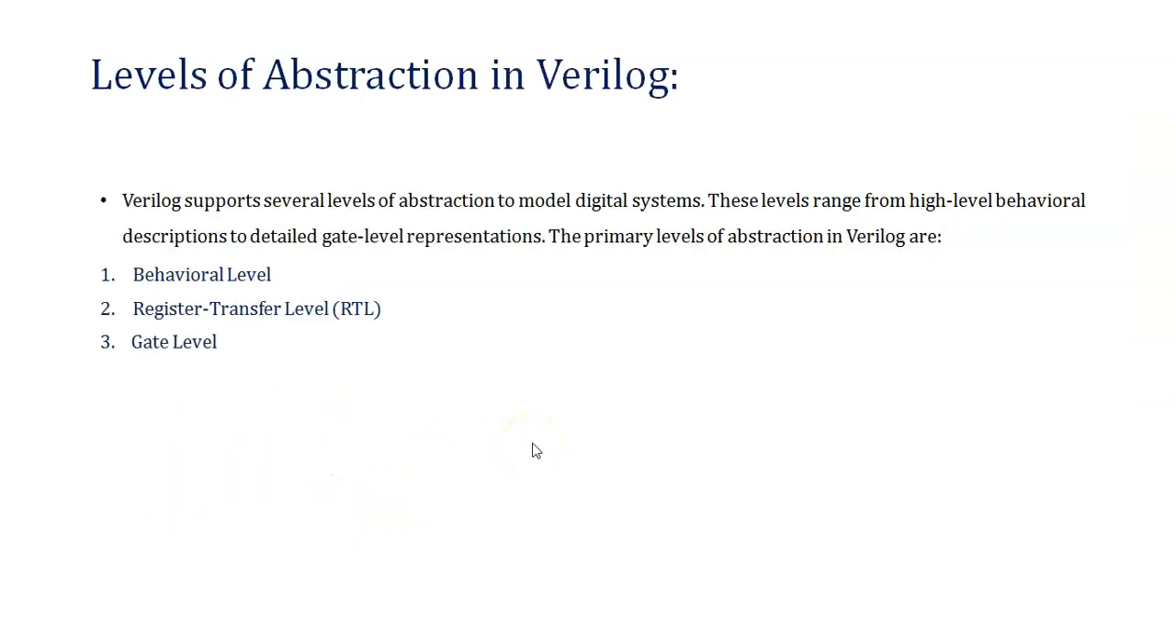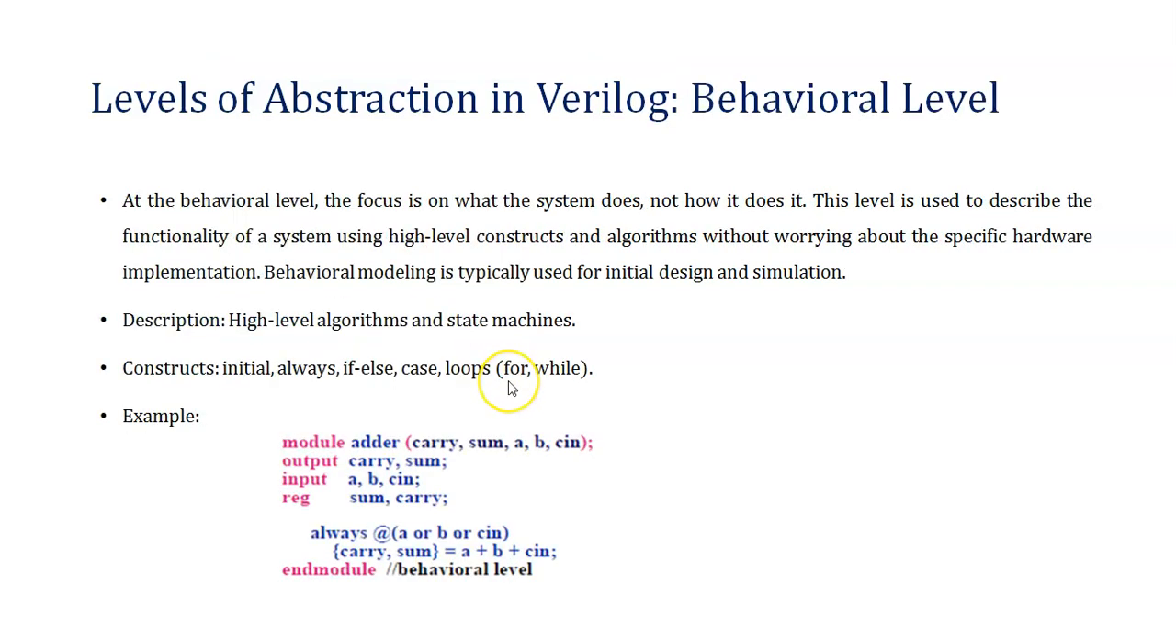We will be moving ahead with the levels of abstraction in Verilog. You can write Verilog code in different modeling styles, that is called the abstraction level. First is the behavioral level, second is RTL, that is data flow, and third is gate level. So depending upon how you are writing a code, you will be writing it in this modeling style. So first we will be moving ahead with the behavioral modeling style.